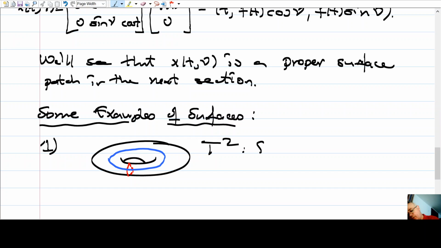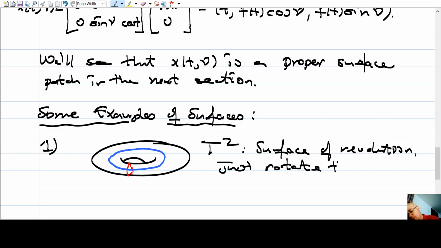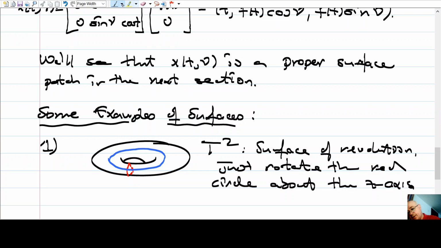This is the surface of revolution, right? Just rotate the red circle about the z-axis. Here is the z-axis. Let me put the coordinate axes. Okay, so this is the z-axis. Let's say this is the y-axis and this is the x-axis.